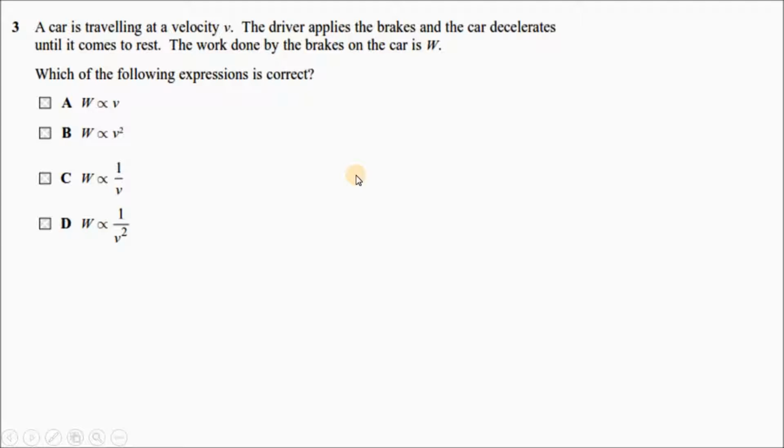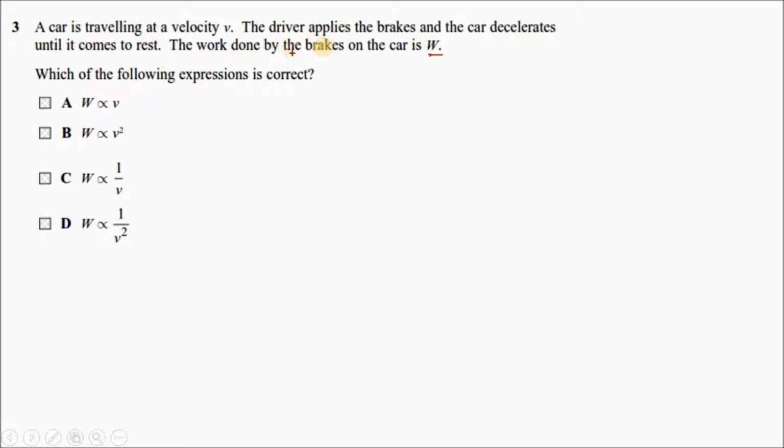A car is traveling at a velocity v. The driver applies the brakes and the car decelerates until it comes to rest. The work done by the brakes on the car is W. Which of the following expressions is correct? W proportional to v, W proportional to v square, and so on.